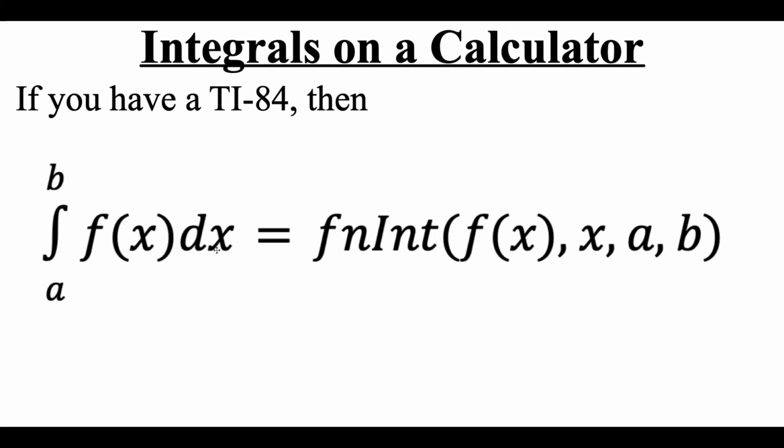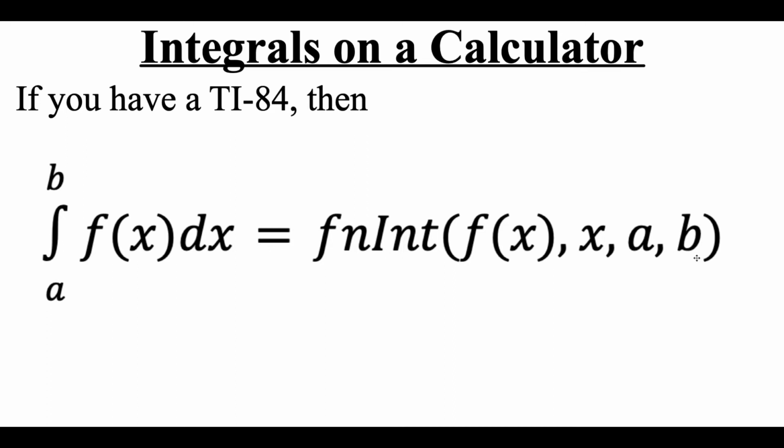with respect to that x variable, the command that we're going to look for is this fnint. So this is your function numerical integration. And if you have an older model calculator, the way you're going to have to type it in is your function first, the variable you are integrating with respect to, so for us that's going to be x, your lower limit of a, and your upper limit of b.